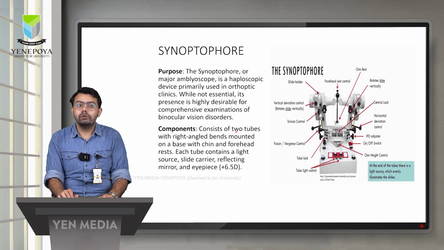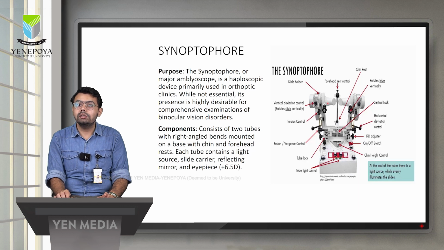It consists of two tubes which are at right angles to each other. There is a forehead rest and a chin rest, and here all the vertical, horizontal and torsional deviations can be controlled. So this is the horizontal deviation control, this is the vergence control, and this is the vertical deviation control. The IPD can be adjusted by the IPD adjuster. Each light can be used separately or together. So this instrument can also be used for a cover uncover test.